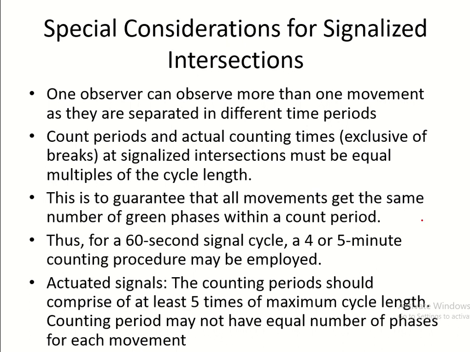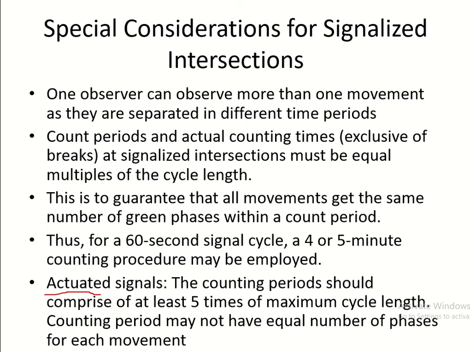If you have an actuated signal, now what happens with an actuated signal? Actuated means the signal is attached to a sensor. The observation of the sensor is known as actuation, so that's why we call it an actuated signal. Actuated signal timings do not remain the same. When volume increases, signal timing also increases, so your cycle length is not the same. In those cases, the counting period should comprise 5 times the maximum cycle length.